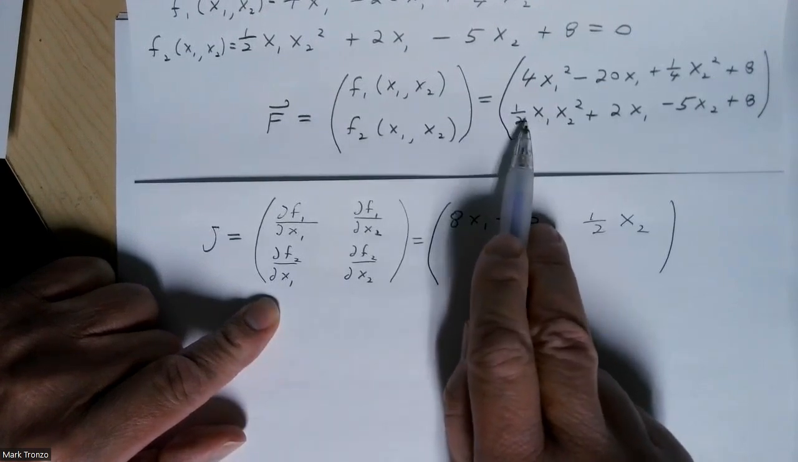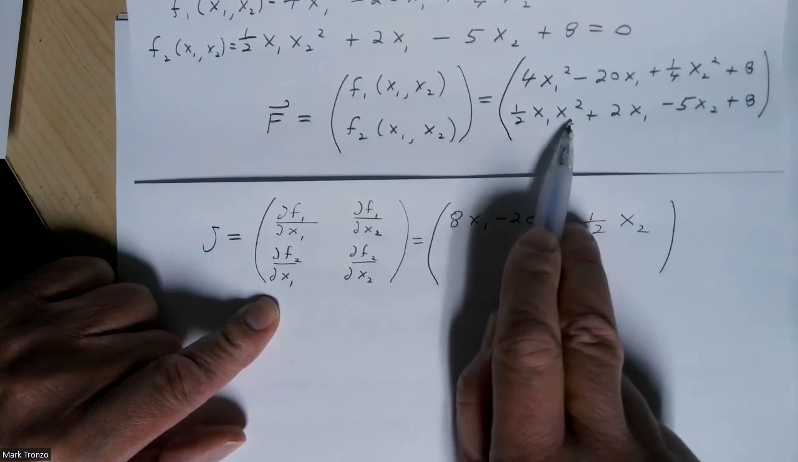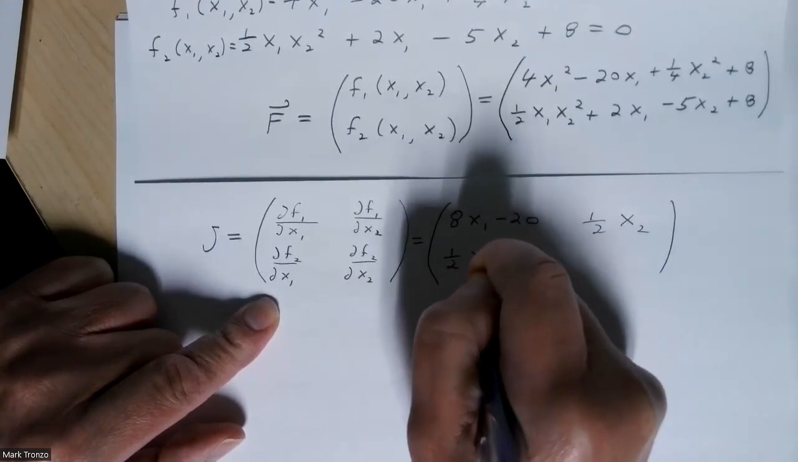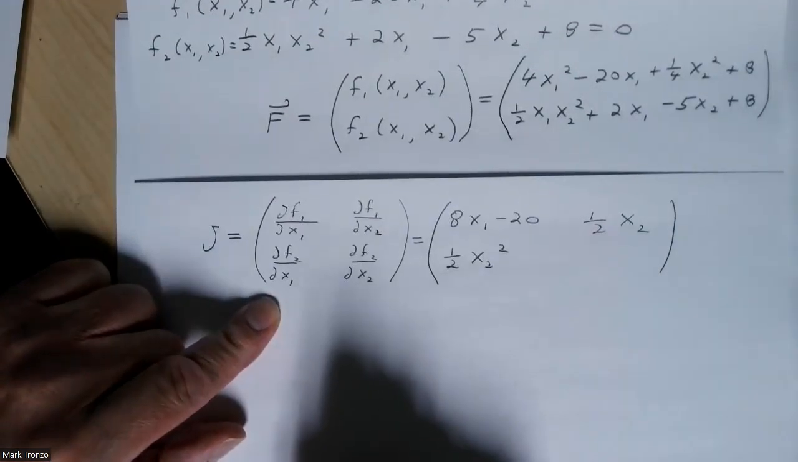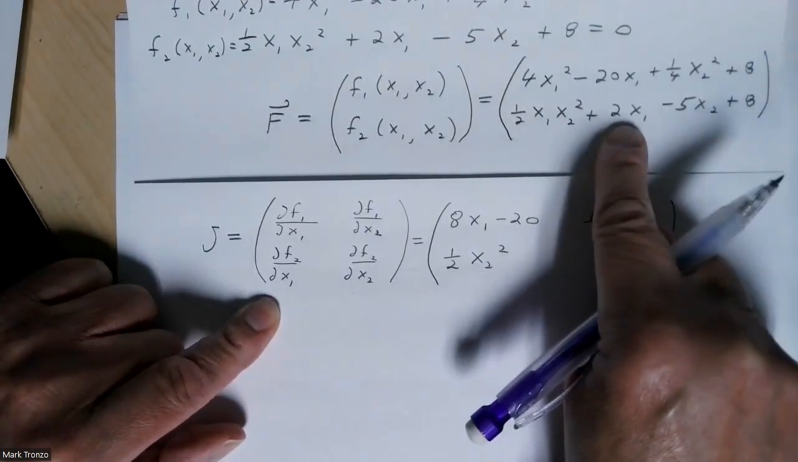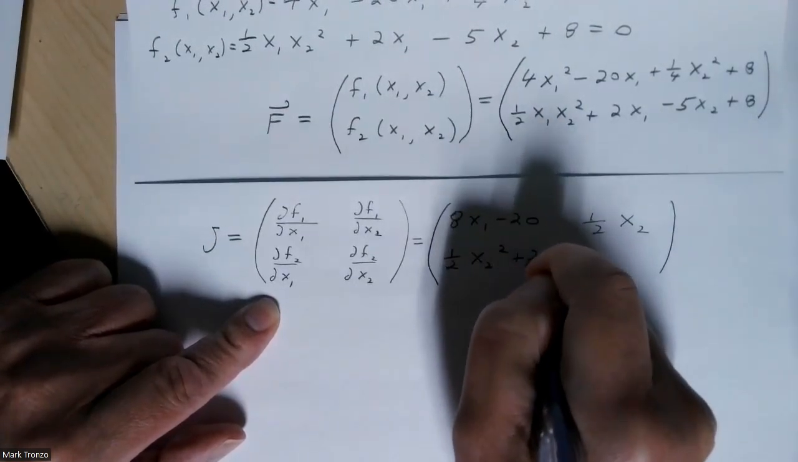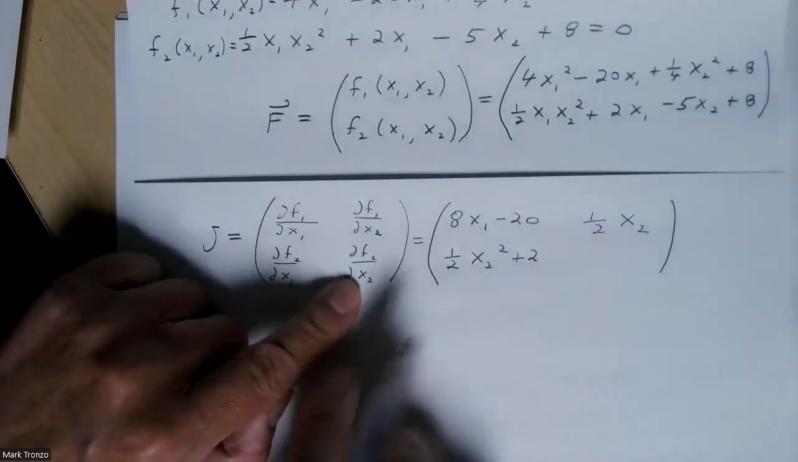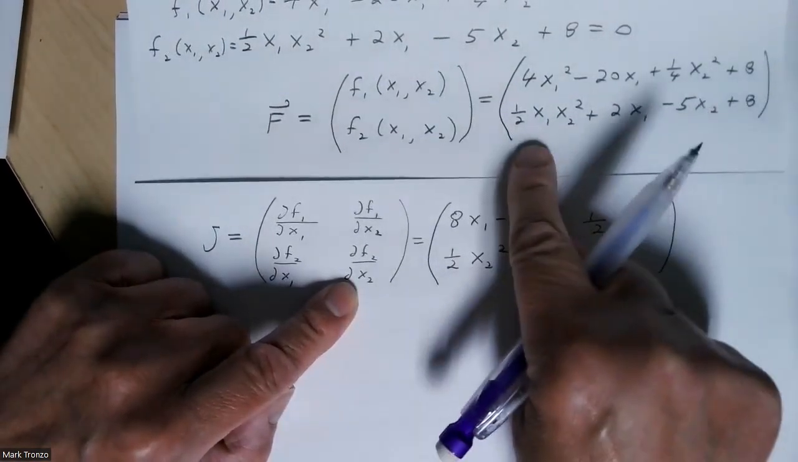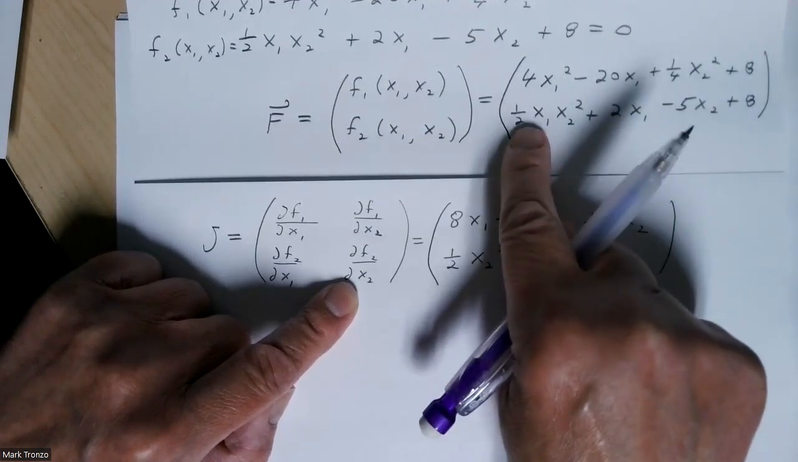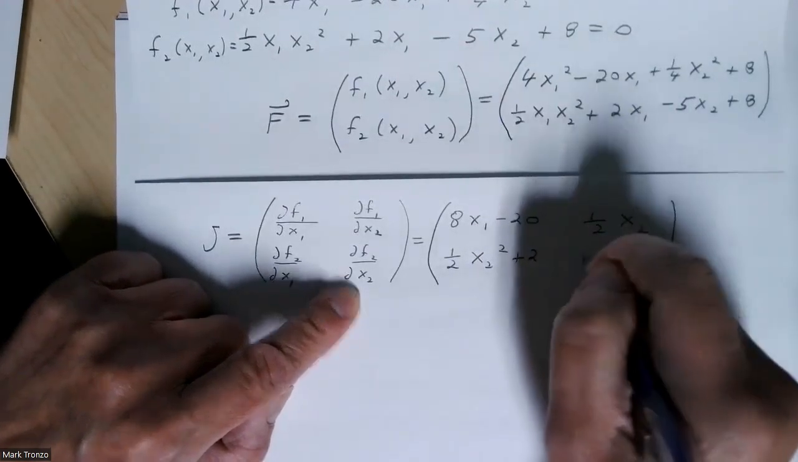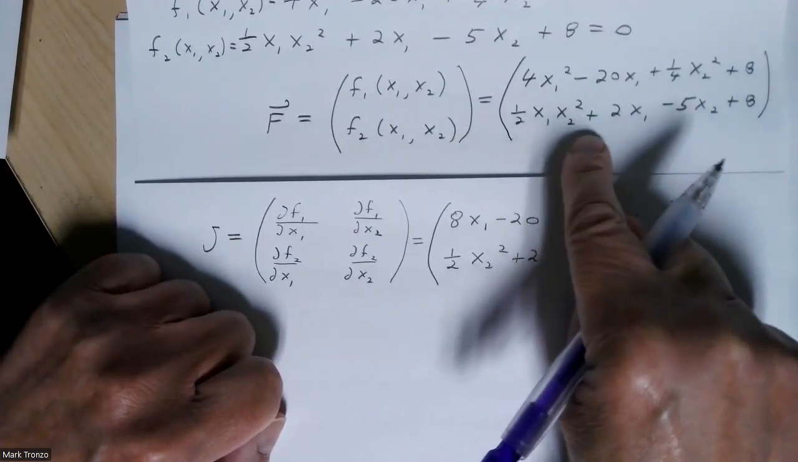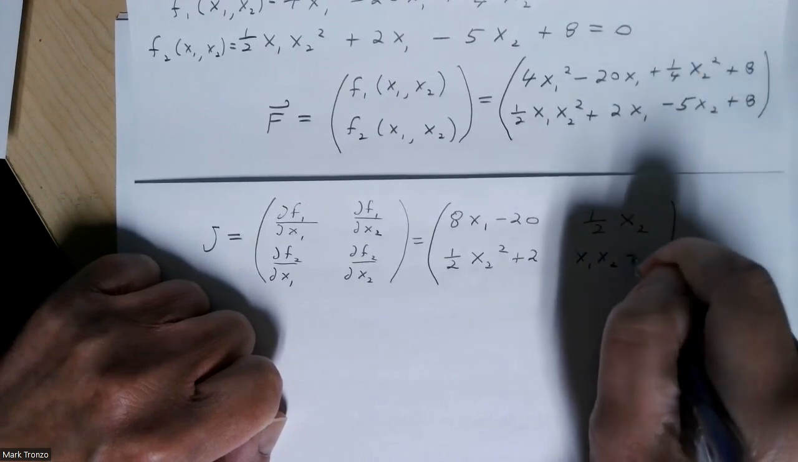This is almost going to be like constants times x1. So you're going to be left with 1/2 x2 squared. Then over here, +2, 0, and 0. Then the derivative of that function with respect to x2, bring this down, it's going to be x1, x2. And then -5.